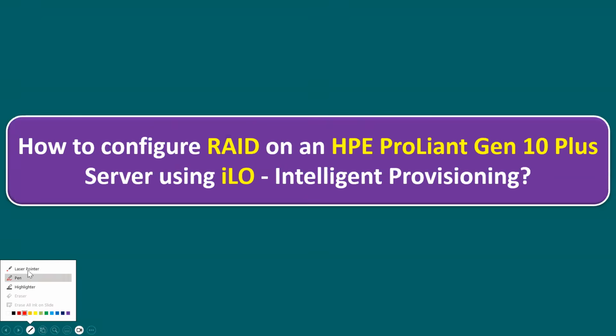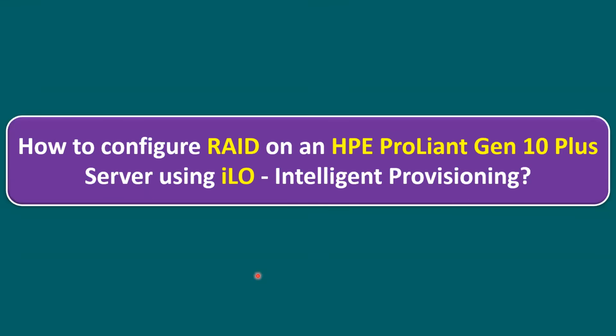In this session, I'm going to talk about how to configure RAID on HPE ProLiant Gen 10 Plus server using iLO. One of the key options in the iLO is Intelligent Provisioning. So using the Intelligent Provisioning option in iLO, we are going to configure RAID on HPE ProLiant Gen 10 Plus server.